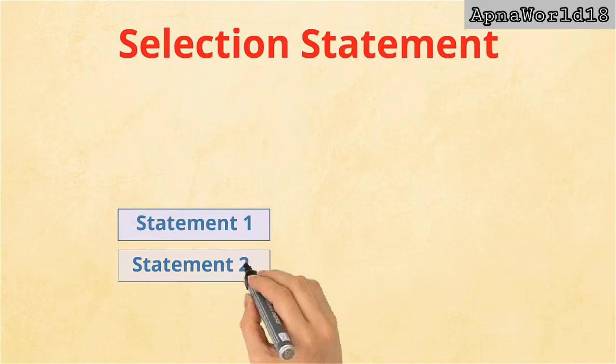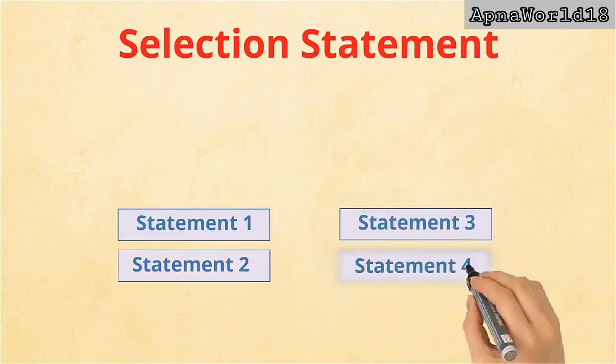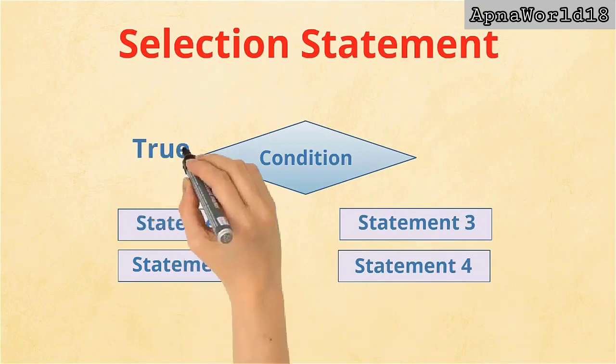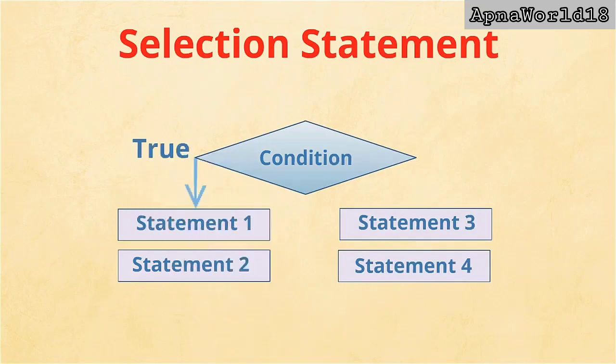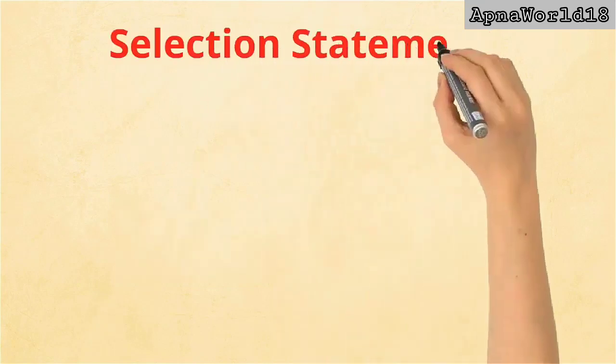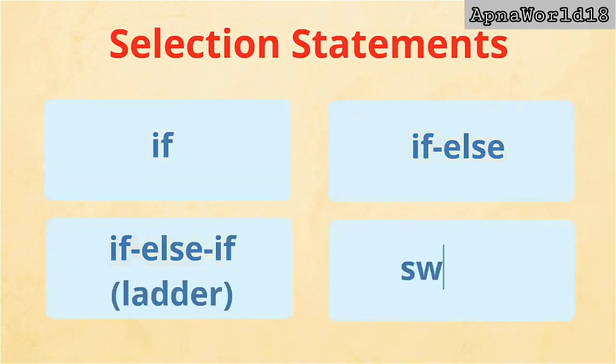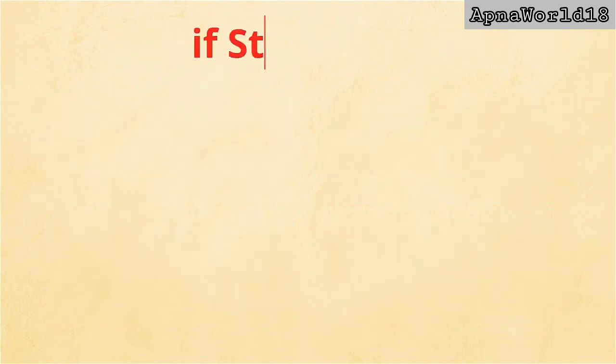A selection or decision making statement means the execution of statements depends upon some condition. If a condition is true, the execution moves to one set of statements, and if it is false, it branches to another one. Java supports the following selection statements: if-else, if ladder, and switch. Let's start by learning the if statement.